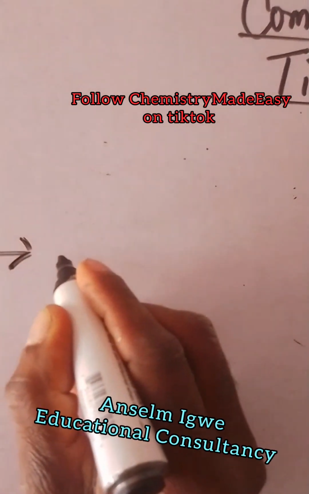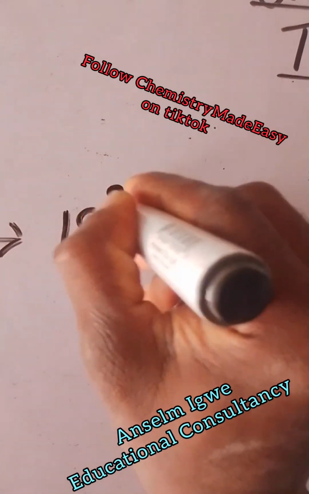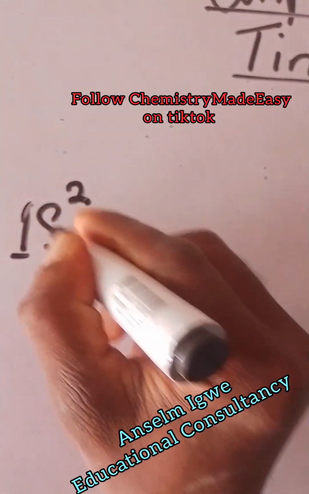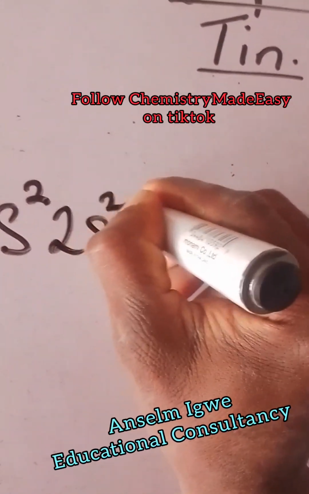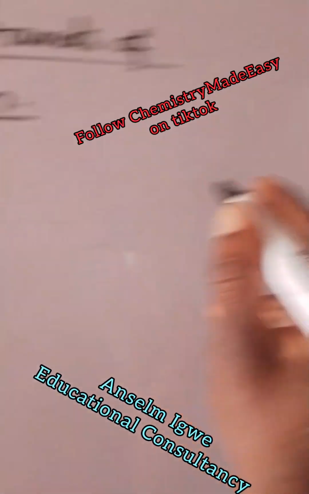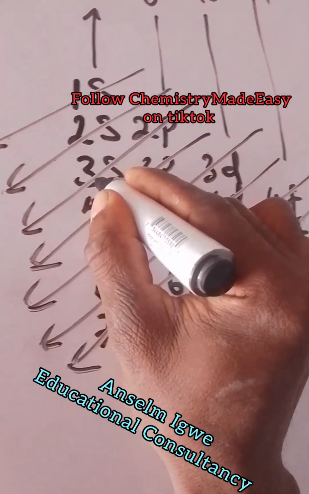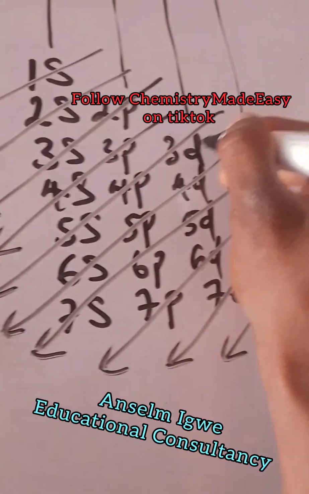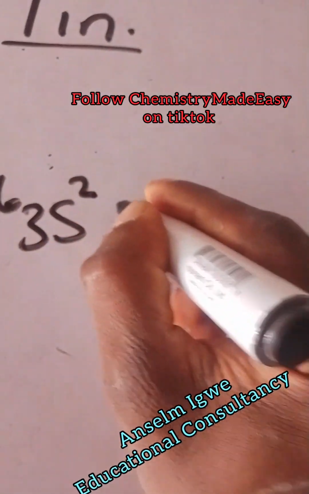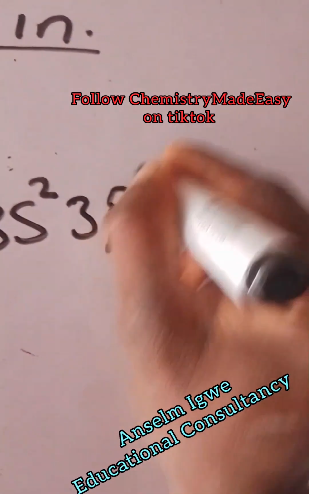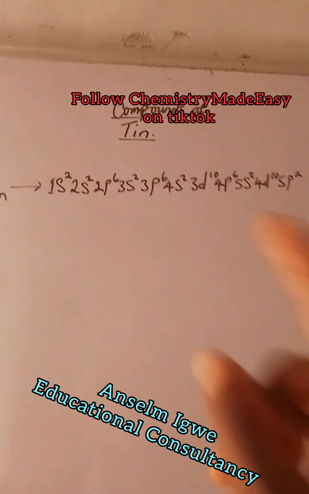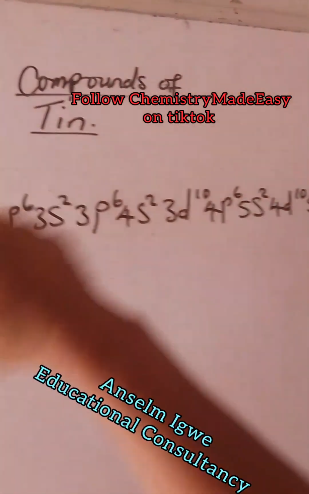So the first energy orbital is 1s, 1s2, meaning 2 electrons in s. Then we have 2s, 2 electrons too. 2p, 6 electrons. After 2p, we have 3s, then 3p, 4s, 3d, just like that. So after 2p, 3s2, 3p6. So at the end of the day, we have a total of 50 electrons.